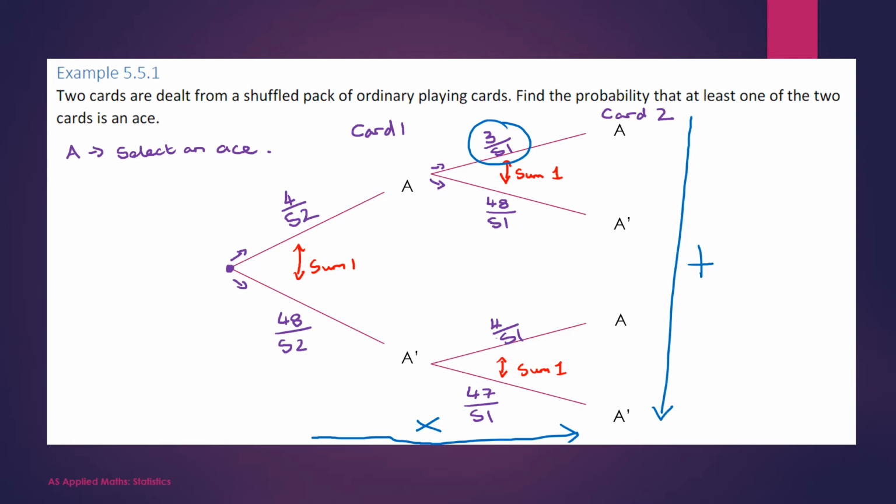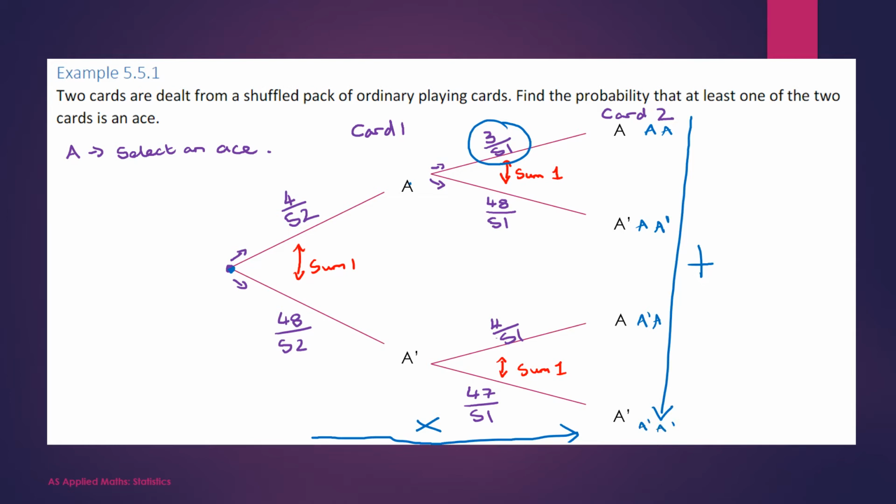If I travel from this starting point and I get an ace for the first card and an ace for the second card, that cannot happen at the same time as getting an ace for the first card and not an ace for the second card. Those two events are mutually exclusive. So what we have here is getting two aces, getting an ace and then not an ace, getting a not an ace and then an ace, and this last one will be getting two not aces.